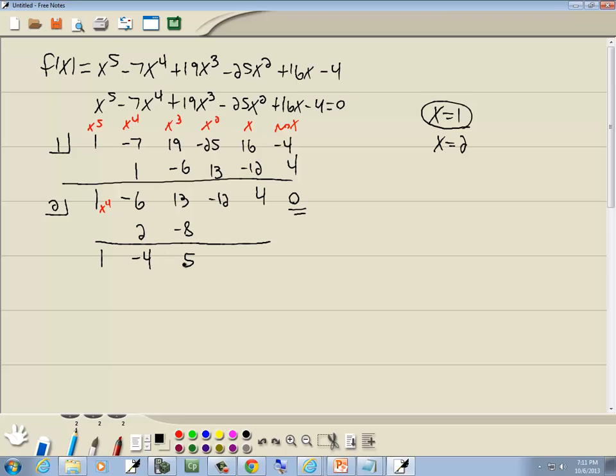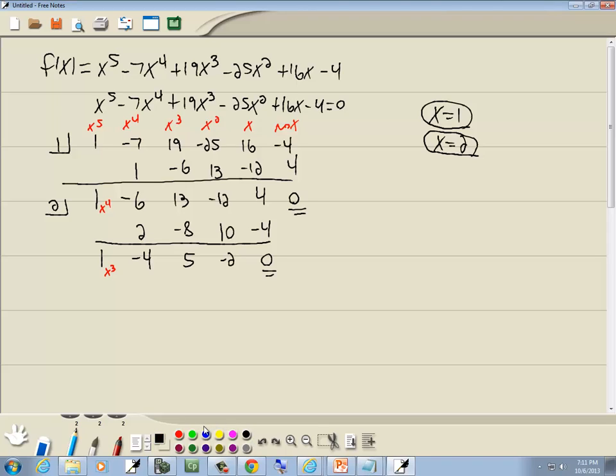Multiply the number in the box by the number we put down there. 2 times 5 is 10. Add, negative 12 plus 10 is negative 2. Multiply, 2 times negative 2 is negative 4, and 4 minus 4 gives us 0. So that means that's our second answer. And that took it down to the x to the third.